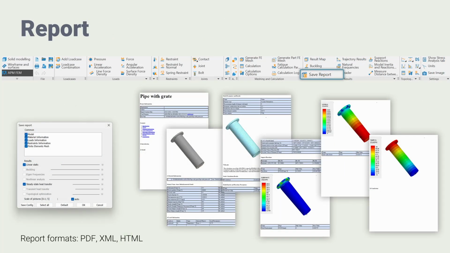Finally, once all analyses are complete and results have been reviewed, you can generate a comprehensive analysis report and export it in PDF, XML, or HTML format.